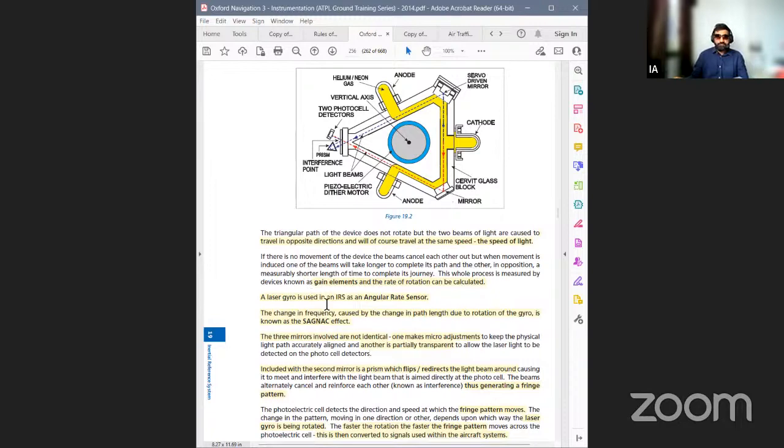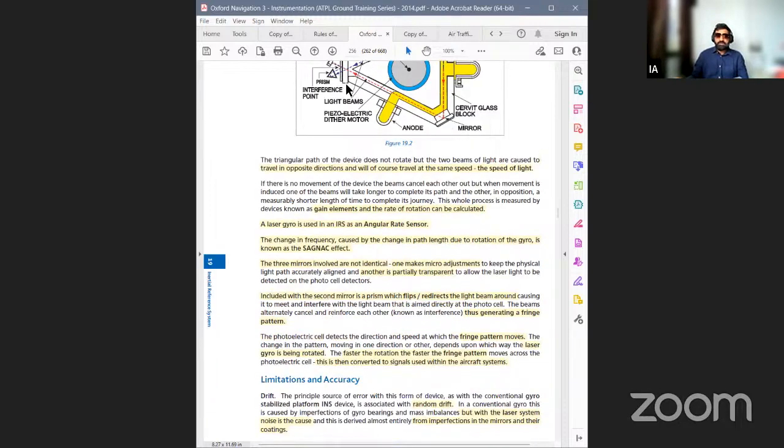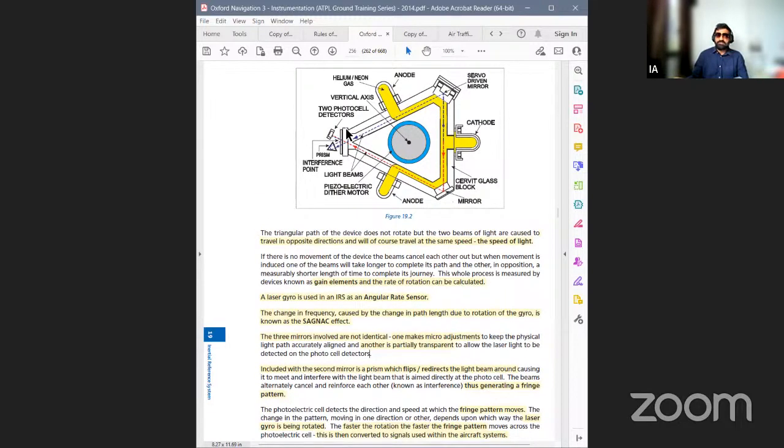Now the second mirror, this here. So these are two mirrors, but this is the partially transparent mirror which will allow the light waves to be sensed by the photocell. We need these photocell detectors for the completion of our ring laser effect. You see this one going to the prism is coming back here. So the length is varying here also because of the prism.